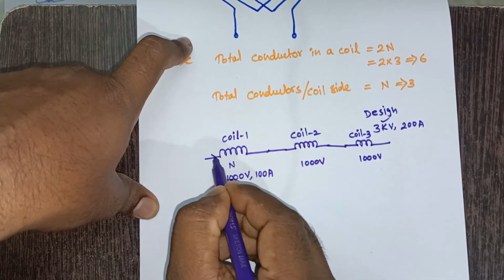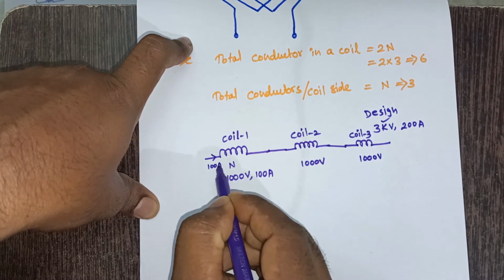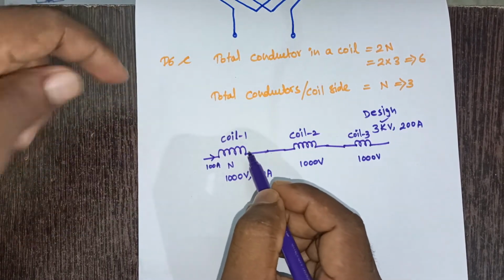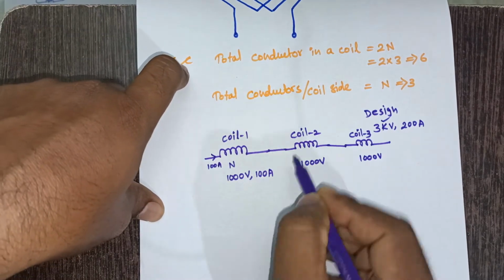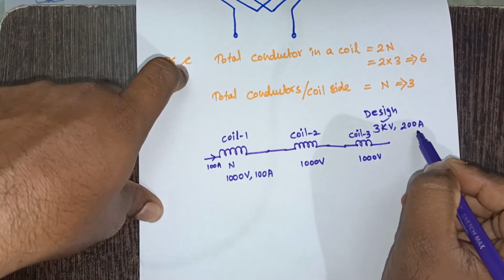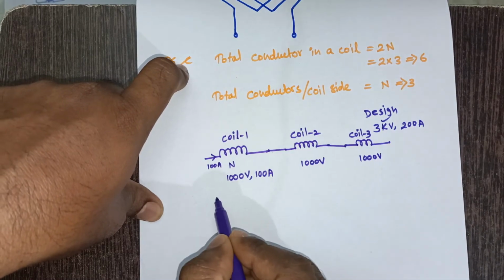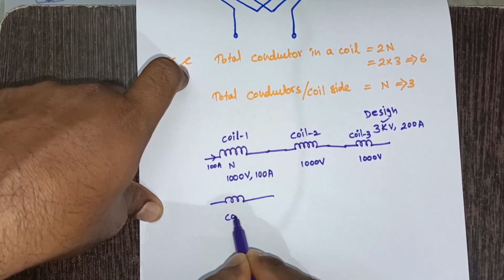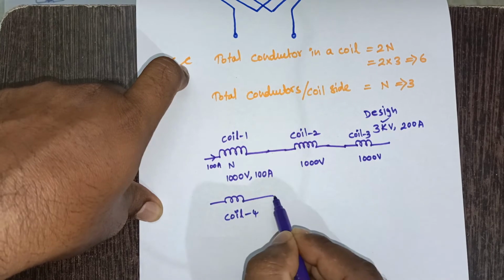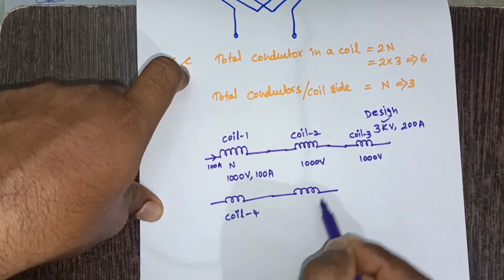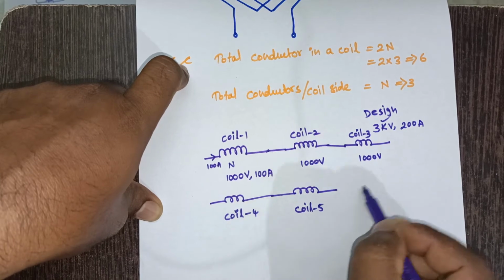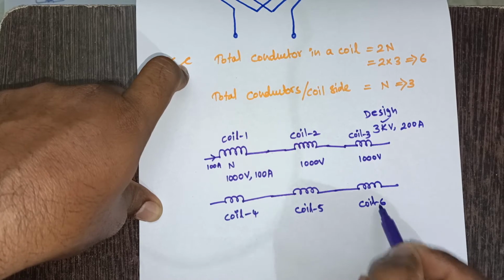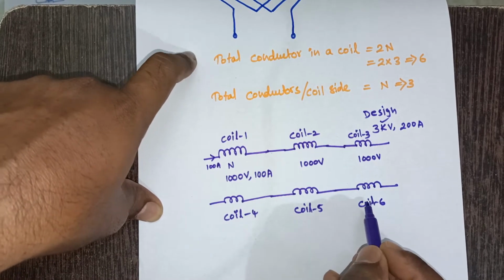So here I can say each coil has the capacity to carry 100 ampere, but my winding, this three-phase machine winding or this particular phase, has to carry 200 ampere. So for that purpose, what I can do, I can use another set of coils like this. Let me take coil 4, and here it is coil 5, and here it is coil 6. Again this 4th coil, 5th coil, 6th coil, again it is connected in series.